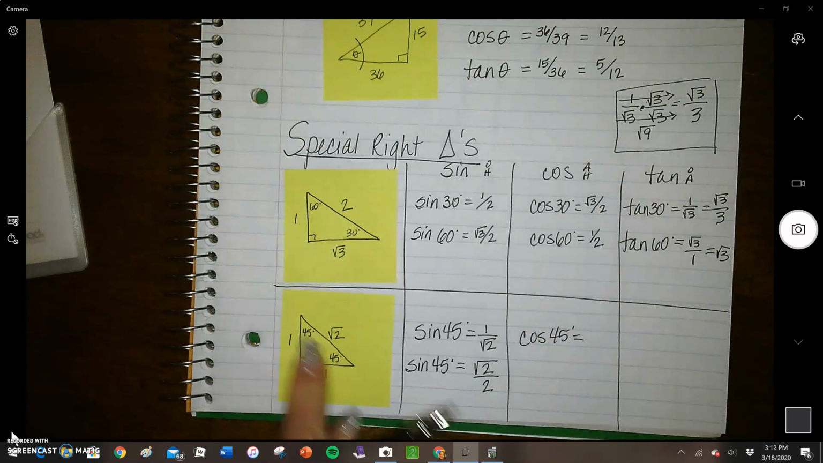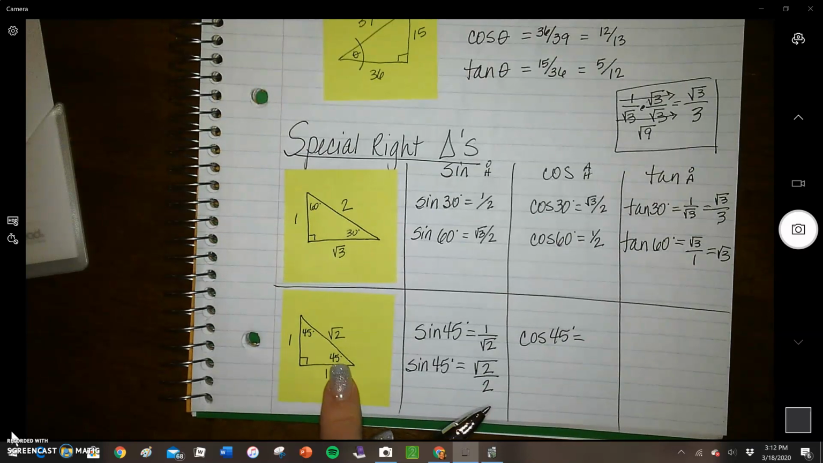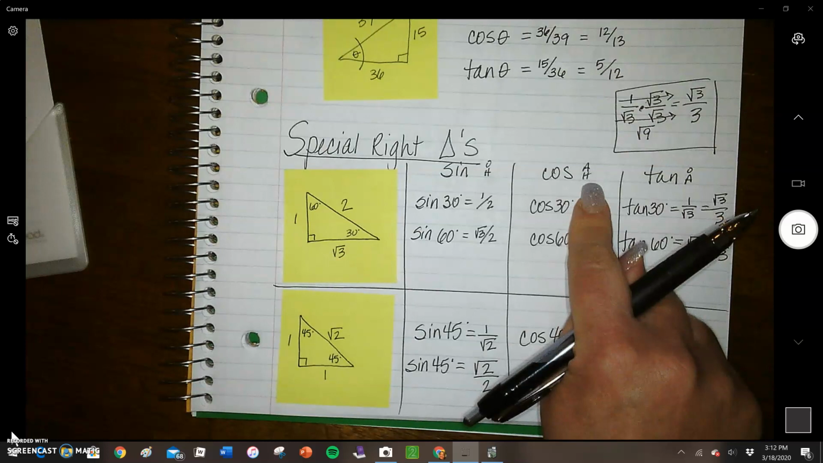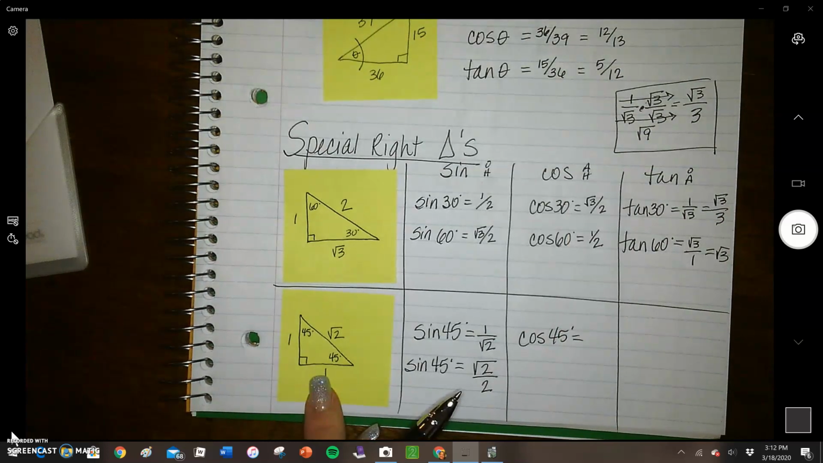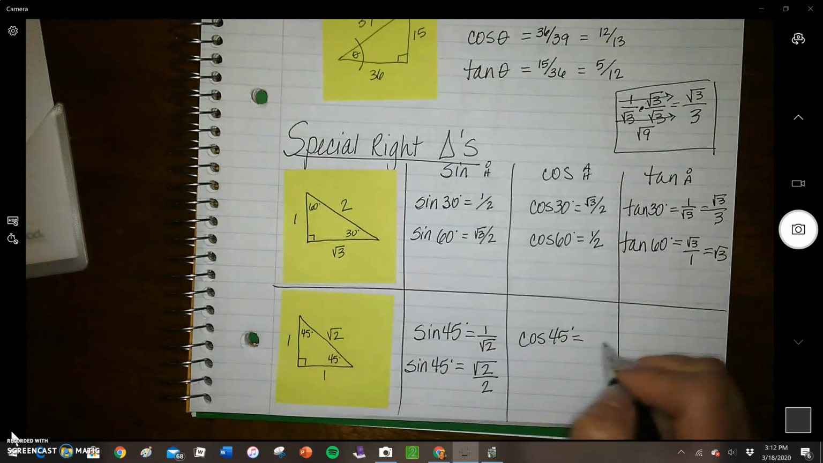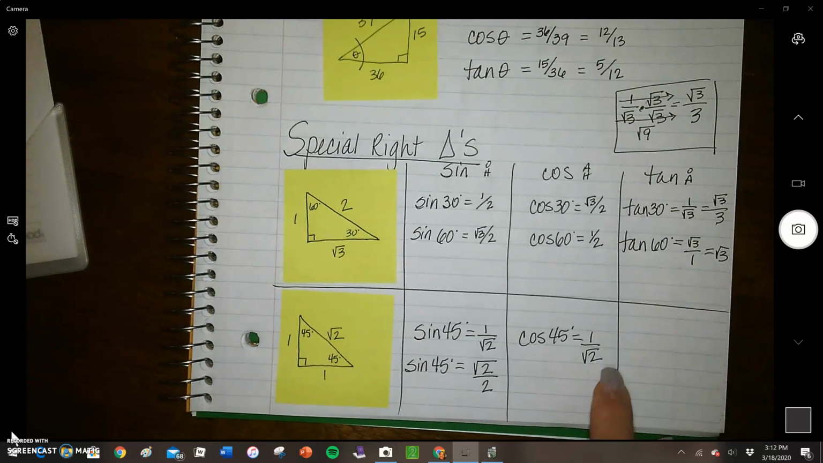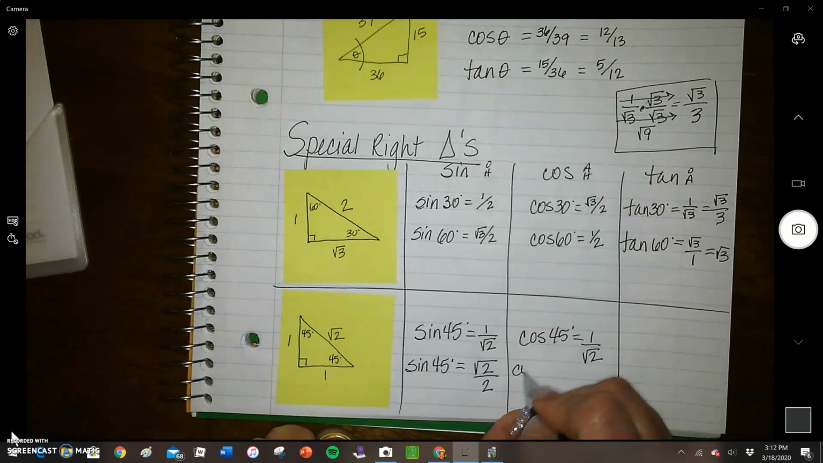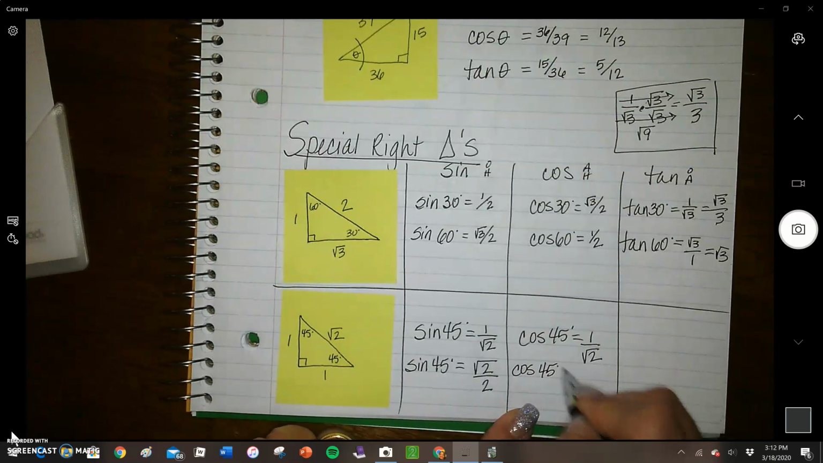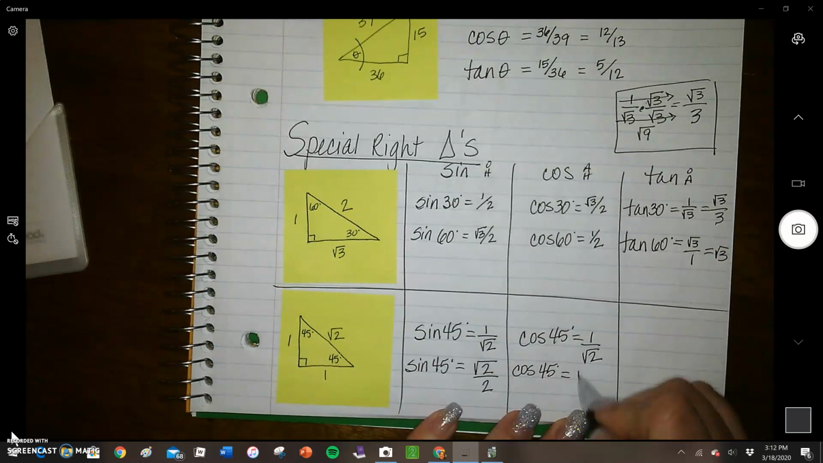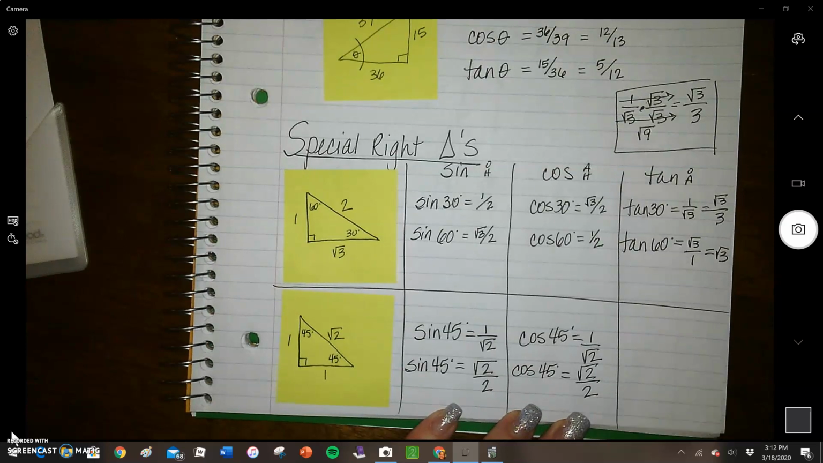All right, let's go do the cosine of 45 degrees. Again, it doesn't matter which 45 you look at, but the cosine, remember, is adjacent over hypotenuse. So the adjacent side is 1, hypotenuse is root 2. And so the cosine is 1 over root 2. And again, if you rationalize that denominator, you're going to end up with the square root of 2 over 2.